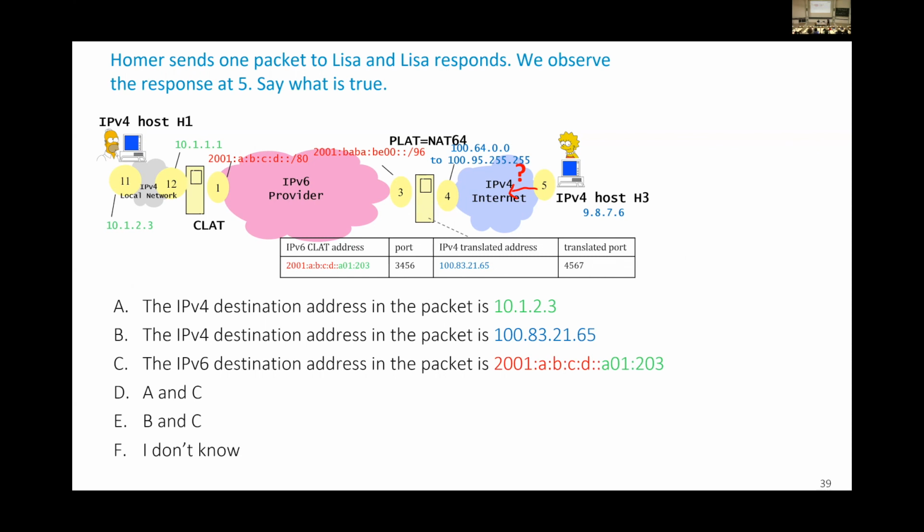Now, this seems a bit complicated. Let's see if the complication can be overwhelmed and see this question. Homer sends one packet to Lisa using this technology, and Lisa responds. And we observe the response at Lisa's interface here at 0.5. What do we expect to see?